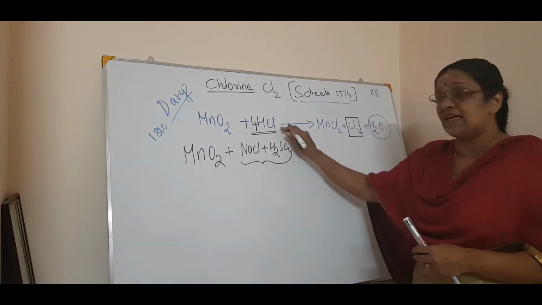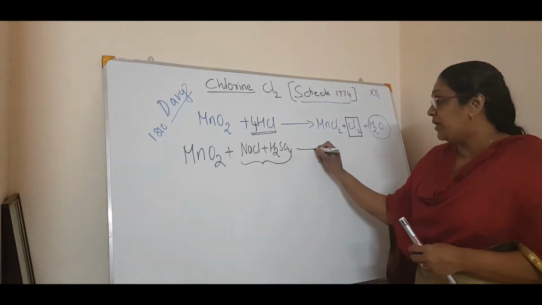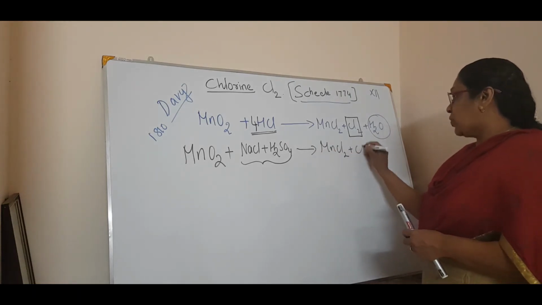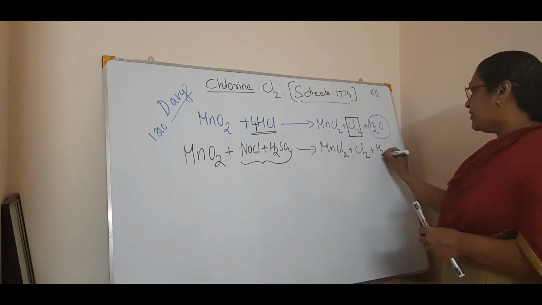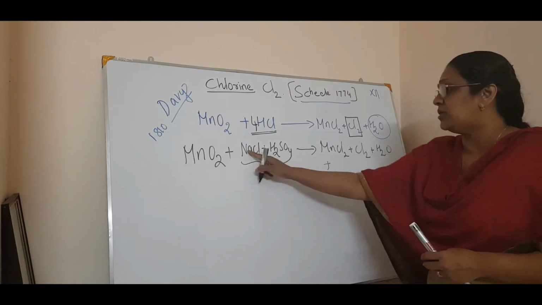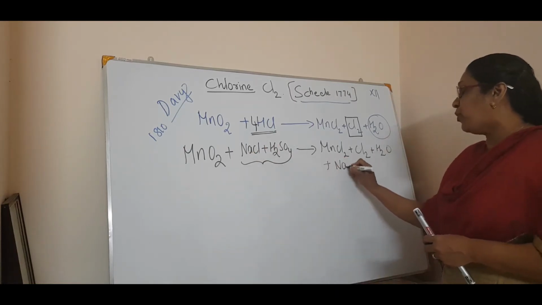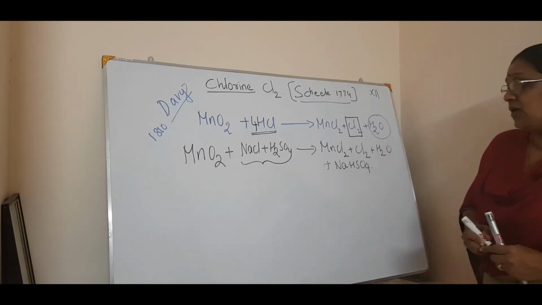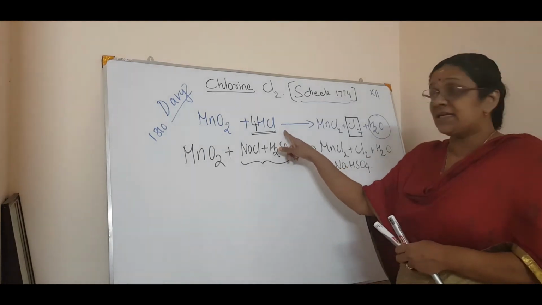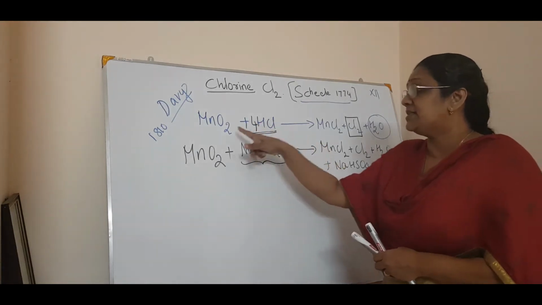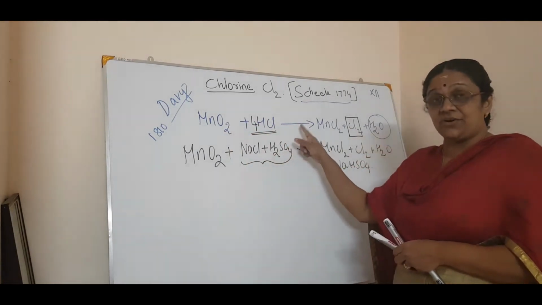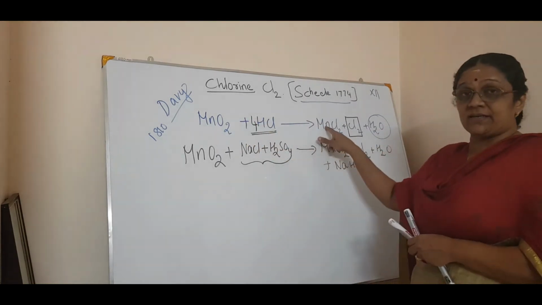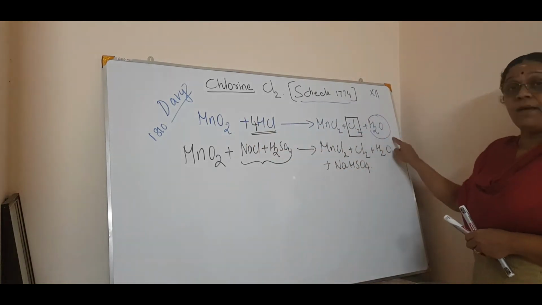So the same reaction you can write as MnO2 plus NaCl and H2SO4. Instead of this HCl, you are taking this, and you will get again MnCl2 plus chlorine plus water plus this salt also. So 4 products you are getting, including sodium bisulfate. It's very easy once you know this is a reaction you studied in 10th standard, the oxidation reduction reaction, redox reaction, where you identify the oxidation product and the reduction product, and here the water is taken as a byproduct.